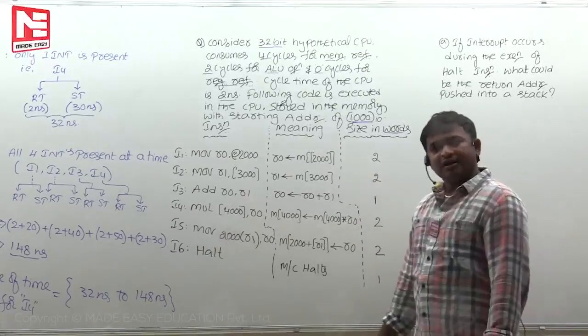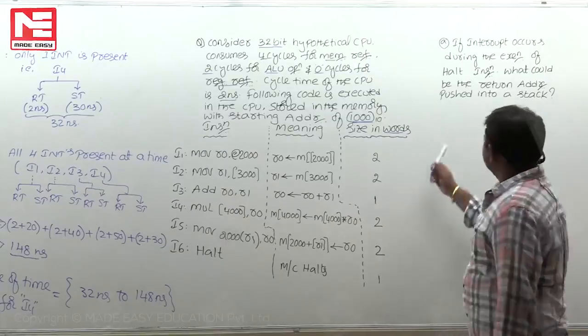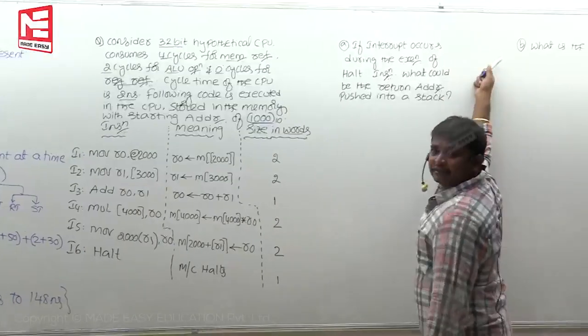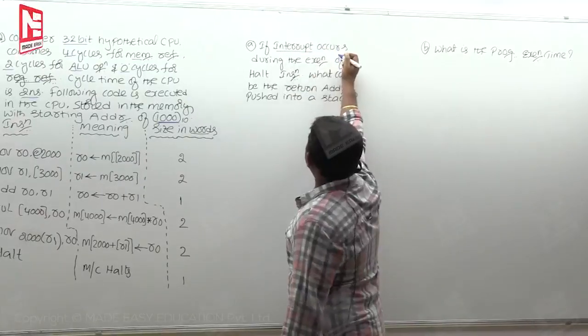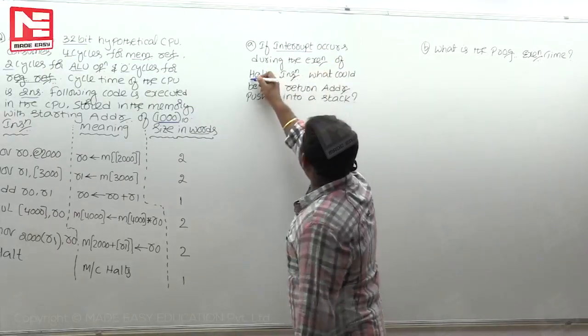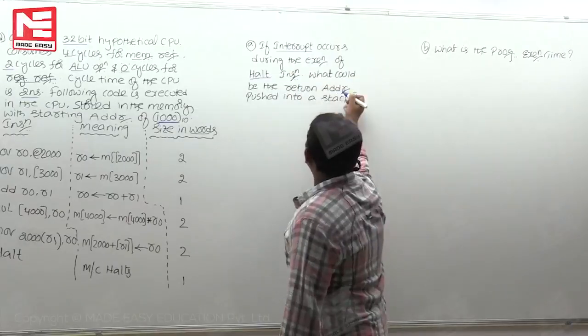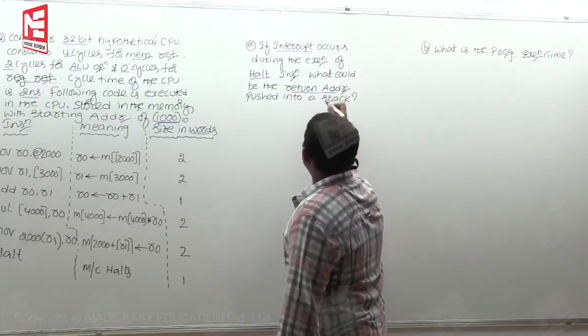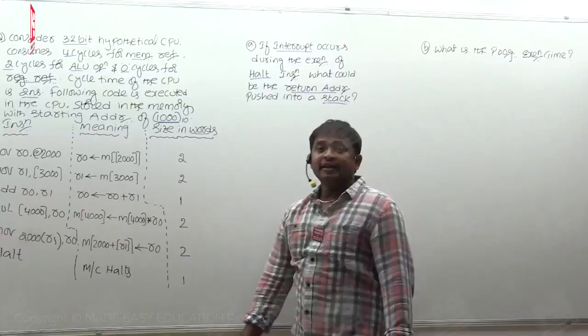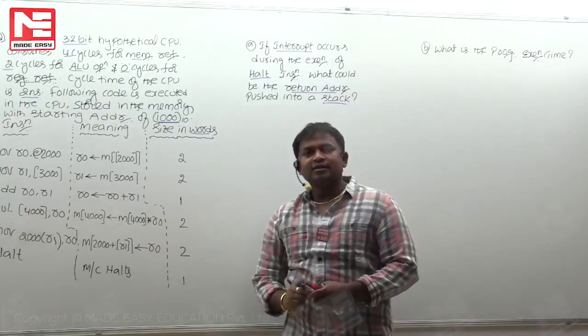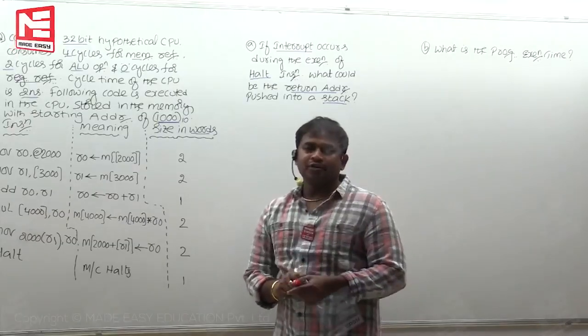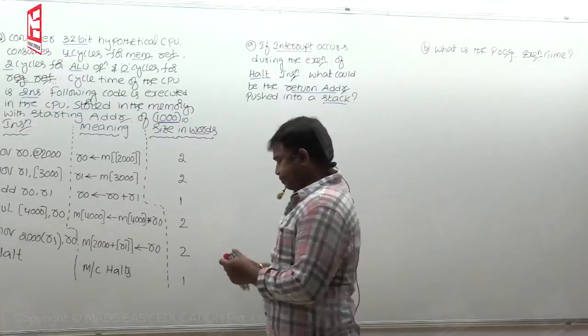This is the question. Now we need to answer it in 2 parts. The first part: if an interrupt occurred during the execution of a halt instruction, what could be the return address pushed into the stack? Understand? First of all, we should know the storage structure of a program.